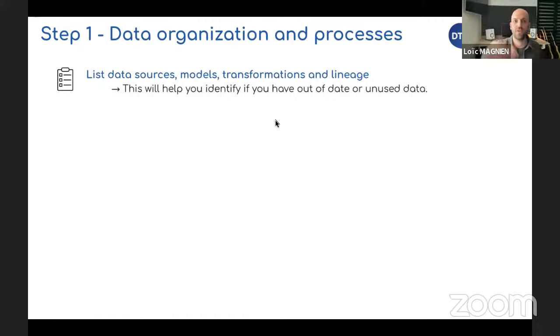Perfect. So yeah, you need to list all data sources. This will help you to figure out if all data that you use in your pipeline is still relevant to this day.